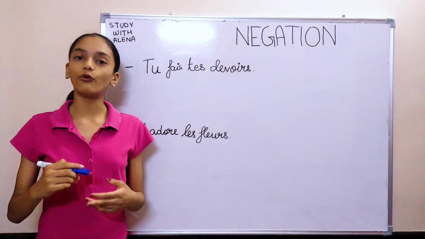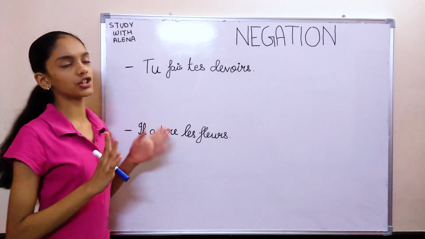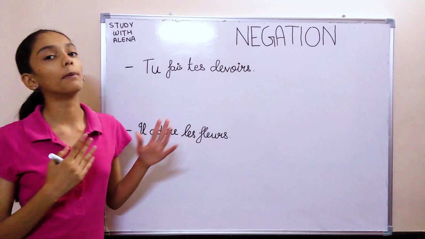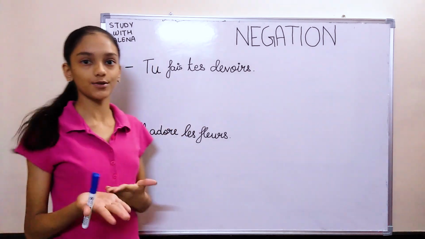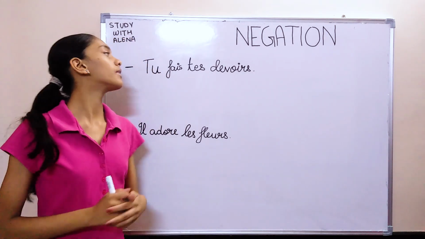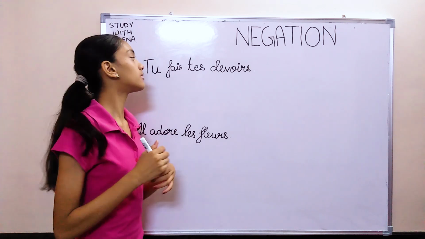Now let's see how we do negation with interrogation. Negation with interrogation using est-ce que is not a problem, because with est-ce que you just need to negate the sentence normally, as I just told you, and just add est-ce que in front of it. Now inversion is a bit different, so let's do that.